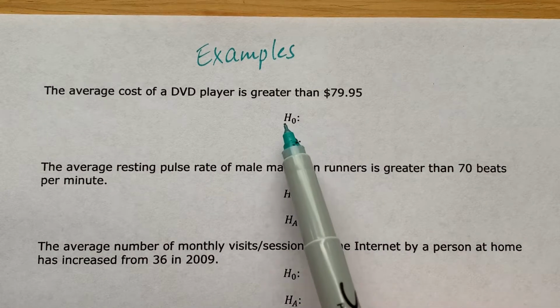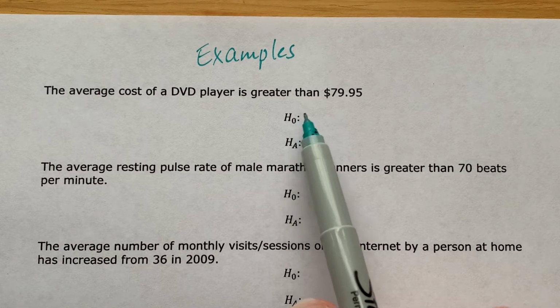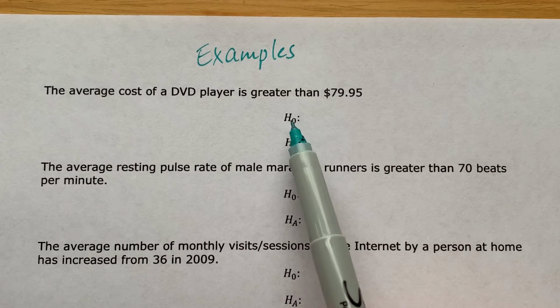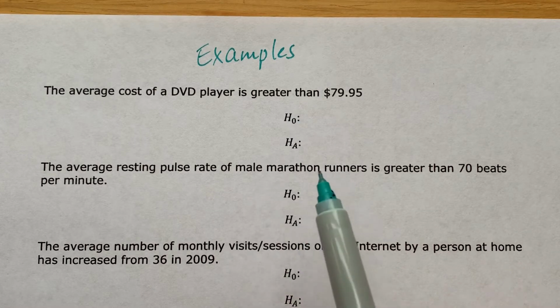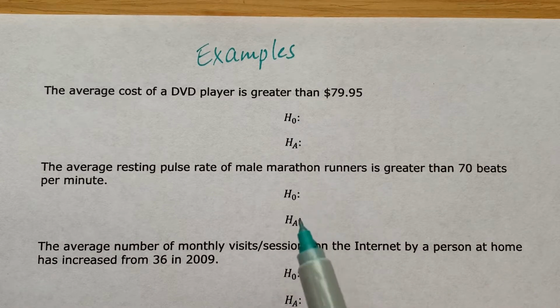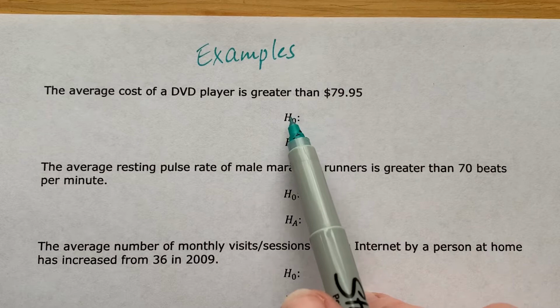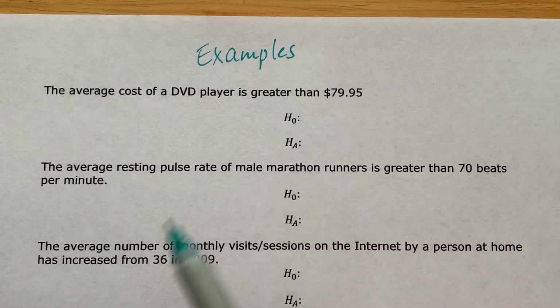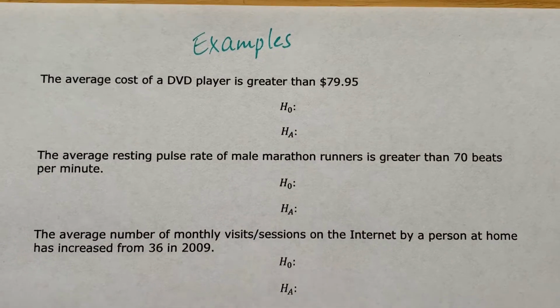If I reject my null, if the null is definitely wrong, this is not correct, something has to go into its place. We're always going to either reject the null or fail to reject the null. We're not accepting anything, we're just rejecting the null. So here are some examples. Let's look at the first one.